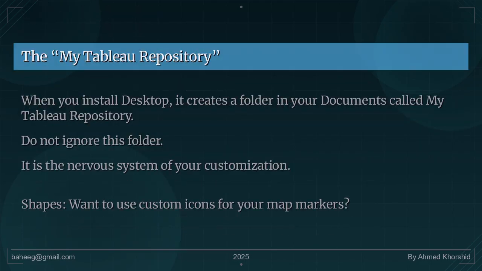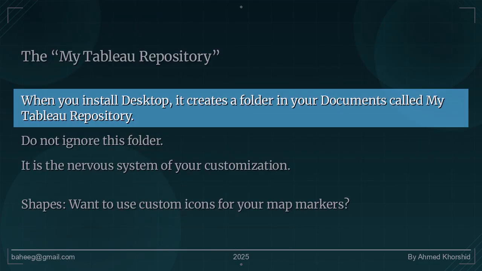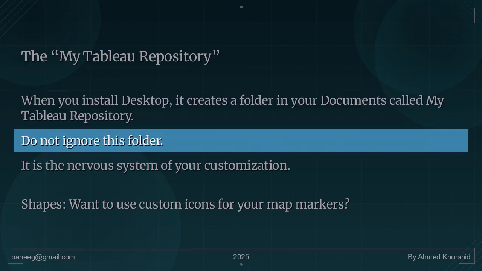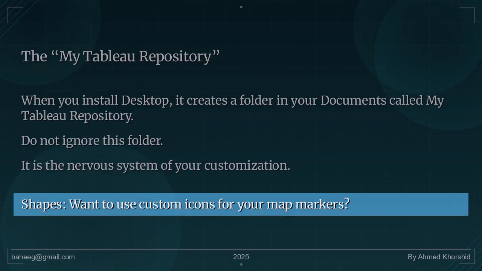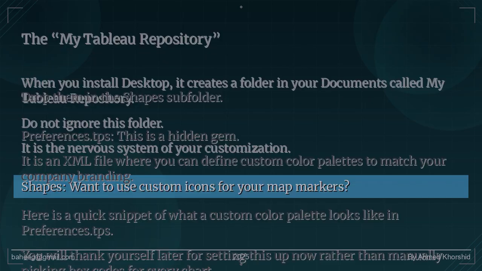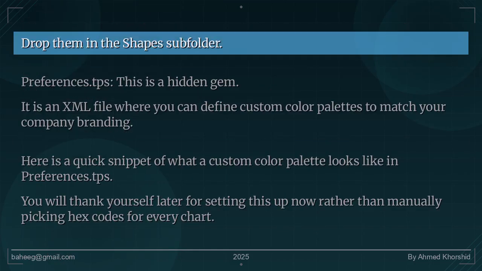The My Tableau repository. When you install Desktop, it creates a folder in your documents called My Tableau repository. Do not ignore this folder. It is the nervous system of your customization. Shapes. Want to use custom icons for your map markers? Drop them in the Shapes subfolder.